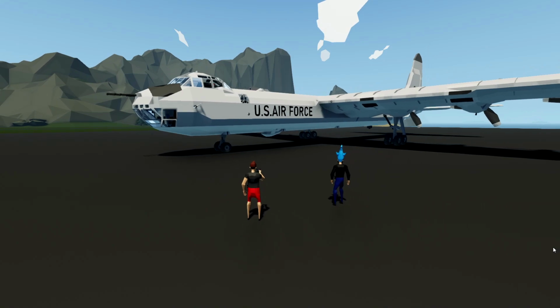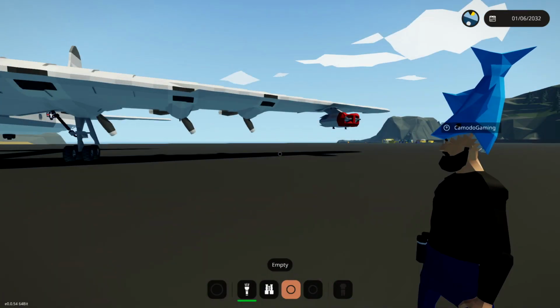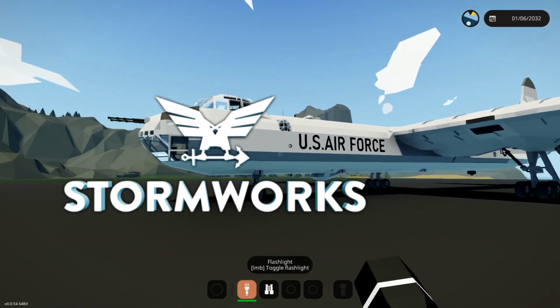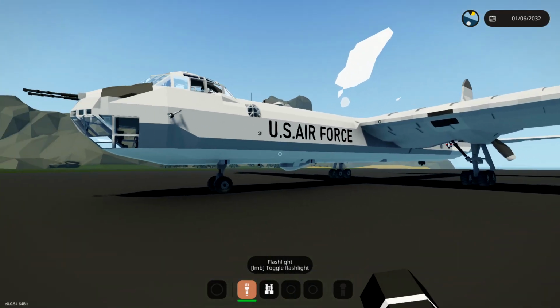Frantic, what the heck is this thing? It's a big United States B-36. Yep. Wait, are we about to spread some freedom all over the Stormworks world here? Yeah, we're going to sprinkle it with freedom. That's a good idea.